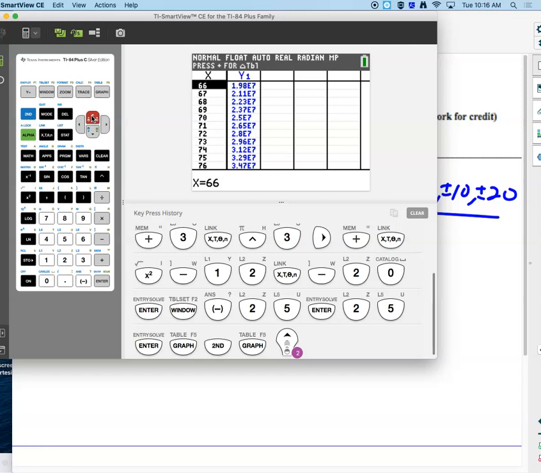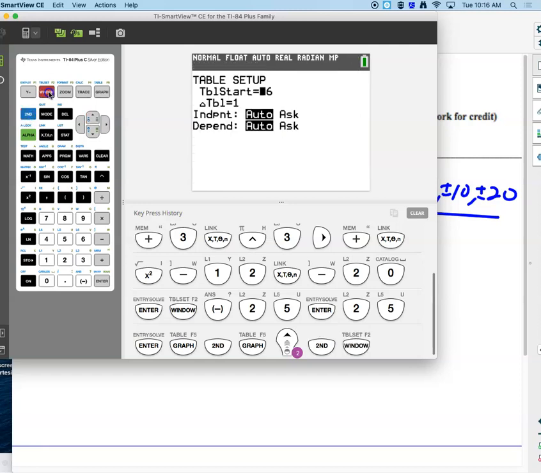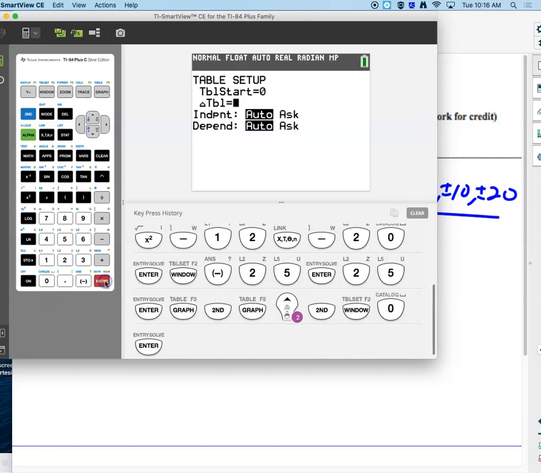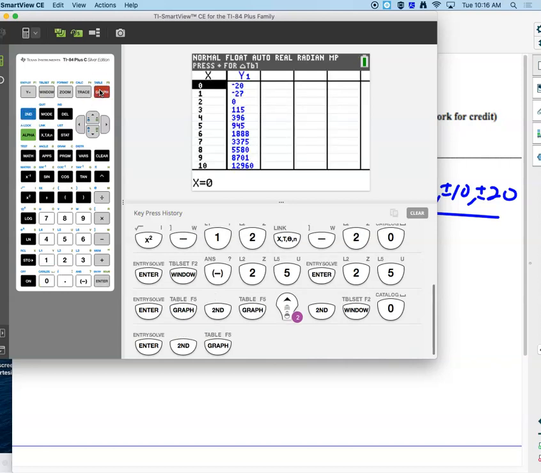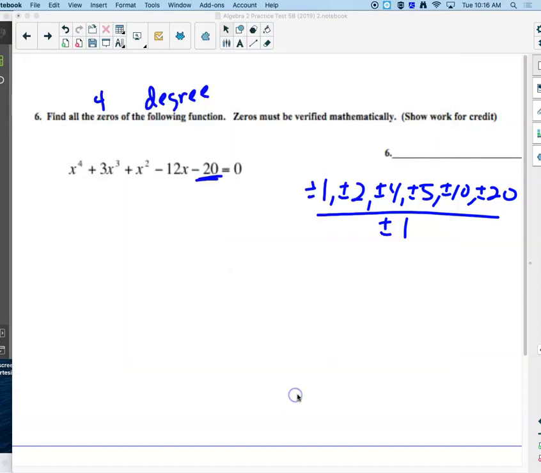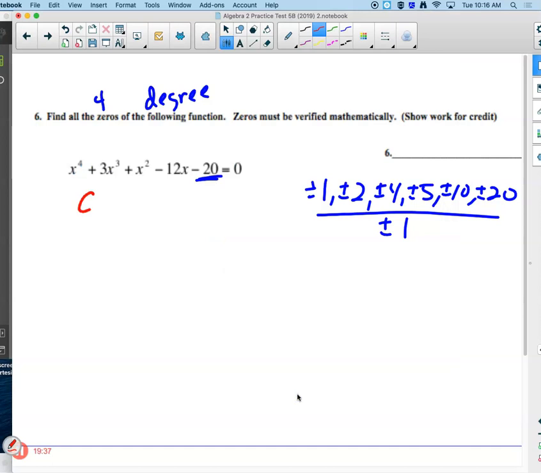Just so everybody knows, there's a shortcut. If this ever happens to you, you can hit second window, and the number that pops up there says here's where we're going to start. So I could change that to 0. Now when I go back to my table, I won't be in la la land anymore. Well, good. 2, 0 and negative 2, 0. Excellent. So 2 pretty nice ones. I'm going to put negative 2 and 2.